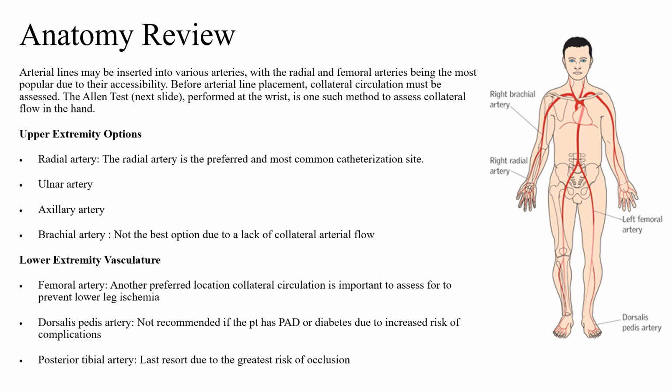When you look at lower extremity vasculature, you've got your femoral artery, which would be like your second, probably most popular place. It's another preferred location, and it's really important that we check for collateral circulation. Because we want to prevent some lower leg ischemia. The last thing we want to do is have any sort of distal ischemia, and potentially that patient could lose that extremity. So we don't want that.